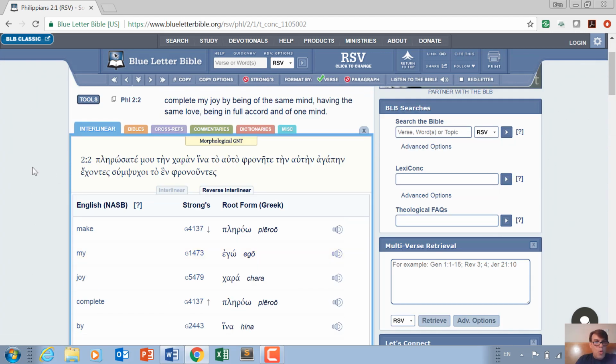Plerosate mu. Why are there two accents on plerosate? Well, it's because mu is a freeloader. Mu is another enclitic that doesn't have an accent, and so it forces the plerosate to pick up an accent on the end to make up for that. Plerosate. Did you parse it? I hope you did. Pause the tape if you haven't parsed it yet.